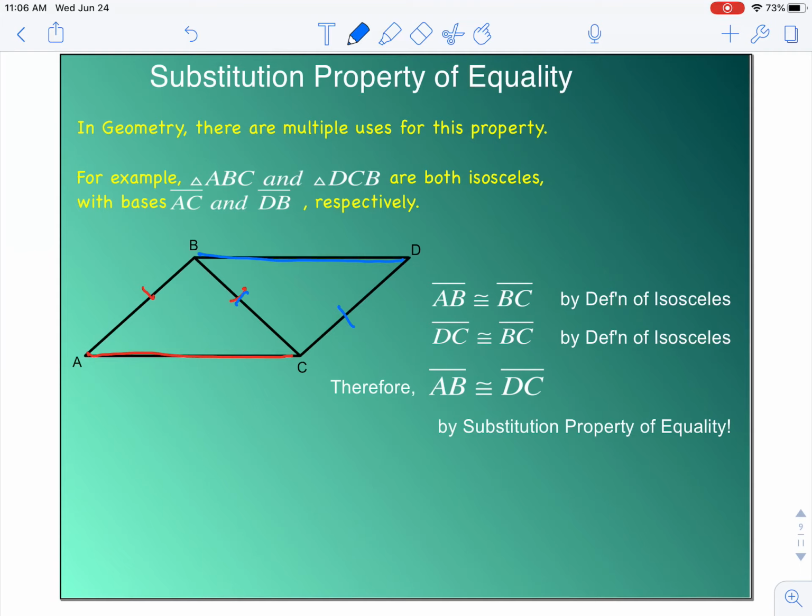So AB is congruent to BC, by the definition of an isosceles triangle: you need two congruent sides, and the other is called the base. We're going to talk about that a little more tomorrow. And DC is congruent to BC, again by definition of isosceles. So therefore we can say that AB is congruent to DC, because we can substitute what BC is equal to in for BC in the first expression. We take out BC and put in the segment it's equal to. That's kind of the transitive property that we talked about as well.